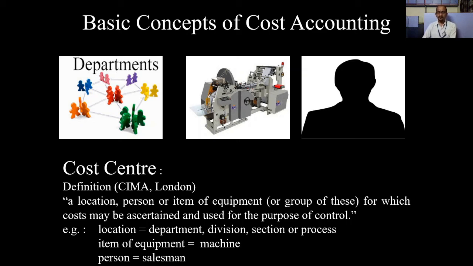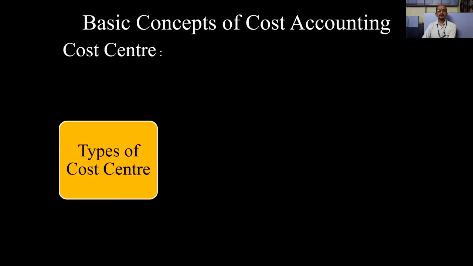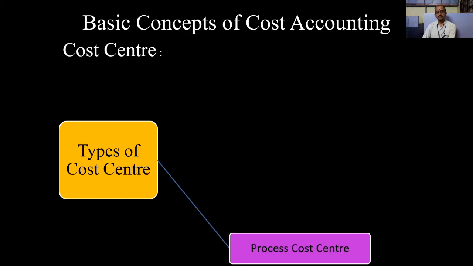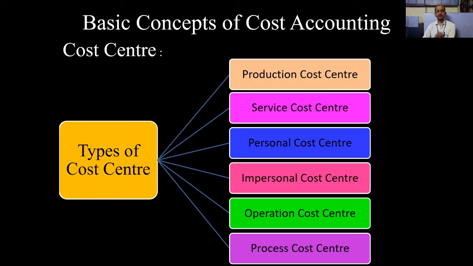If you are calculating the cost in relation to any one of these or a group of these, then it is called the cost center. For example, all the expenses incurred by a particular regional sales manager, maybe advertisement expenditure, traveling expenditure, free samples expenditure, all will be clubbed together, and then used for the purpose of cost control and cost reduction. So there are certain types of cost centers. Let us see one by one.